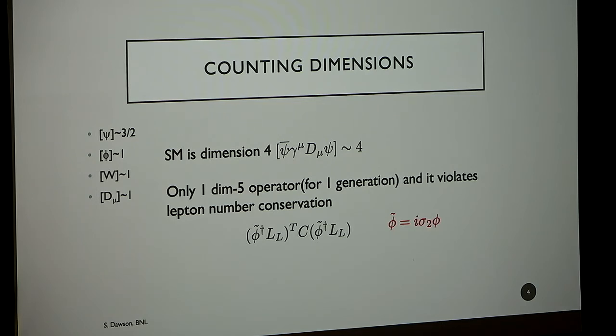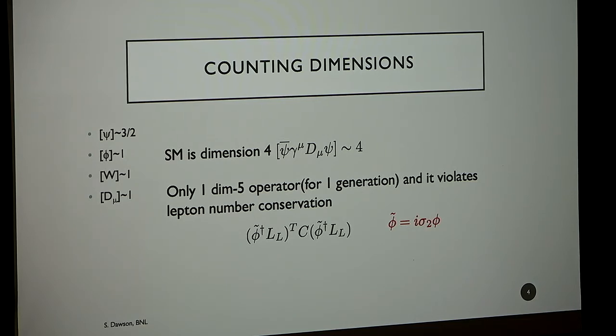The question is, how can we see that that's a unique dimension 5 operator? And that is because the quantum numbers of these two guys are the same. There are no other particles in the standard model which have the same quantum numbers. So these are the only ones you can put together like this.